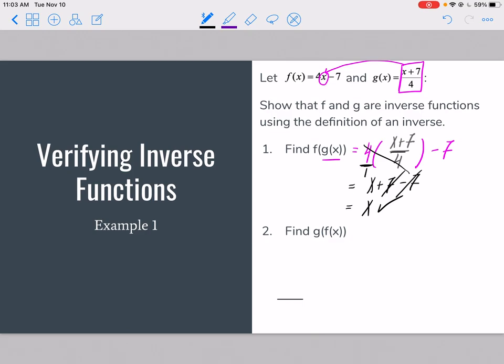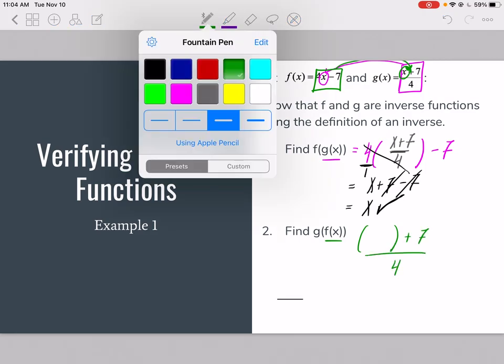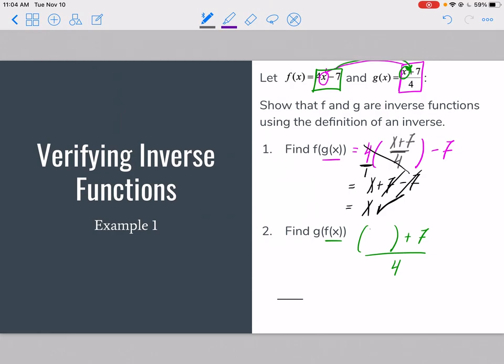So even if you confirm that f of g of x is equal to x, I want you to also plug in g of f of x. The reason being is that it's easy to make mistakes. So if you make a mistake, you want to really be sure that you're going back to verify that it works both directions. Okay, so now we're plugging in f of x to function g. So we get parentheses plus 7, all of that divided by 4. I'm going to rewrite function f of x in this parentheses, so 4x minus 7.